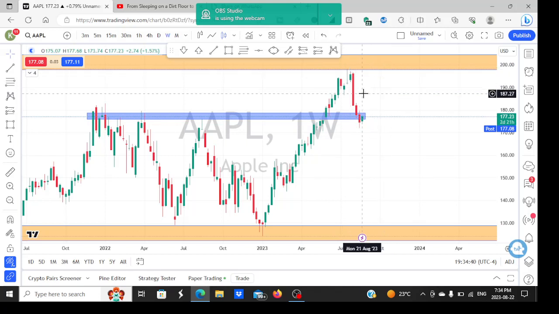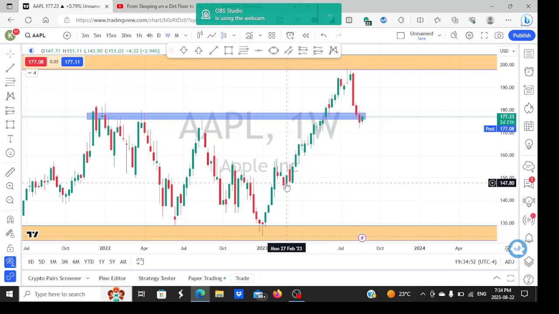So now it's coming back to this area, so it hit this zone and is reacting. The next zone is in here where we have liquidity. So we have this area where it reacted, this area, and then over here it also reacted. So this is another strong area, so we can look for Apple to come down to about 150 in that zone.